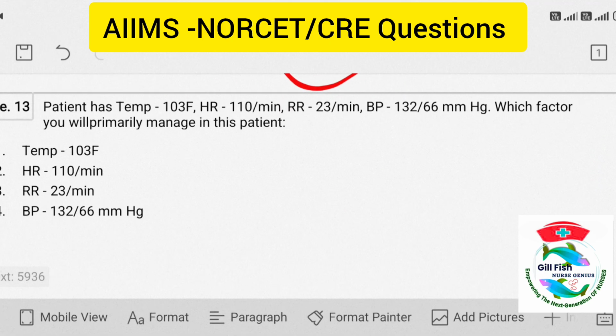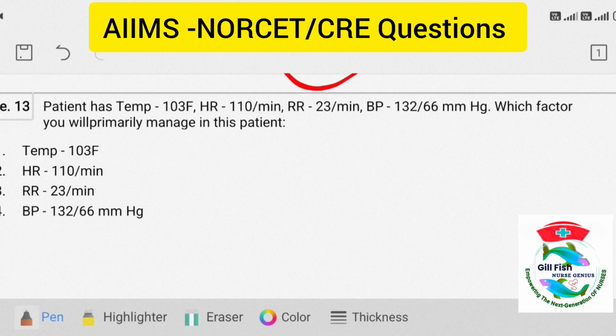Next question. The patient has a temperature of 103 degrees Fahrenheit, heart rate 110 per minute, respiratory rate 23 per minute, BP 132 per 66 mmHg. Which factor will you primarily manage in this patient? So what is the temperature? It is 103, heart rate is 110, respiratory rate 23, BP 132 per 66.